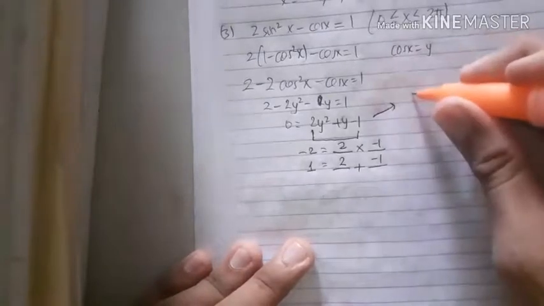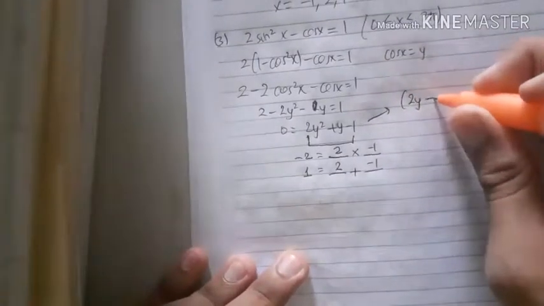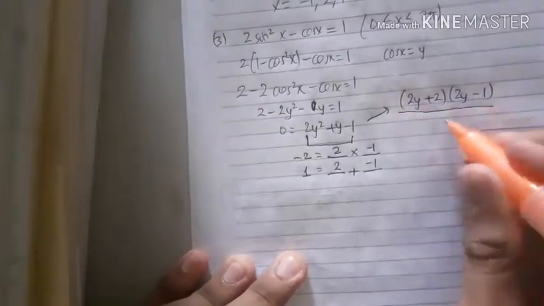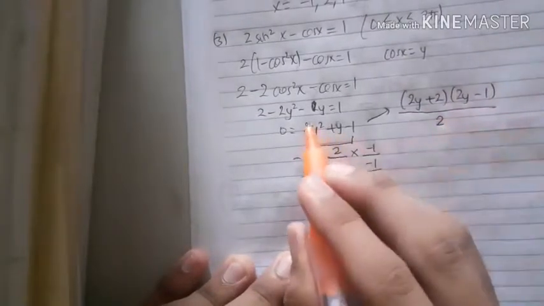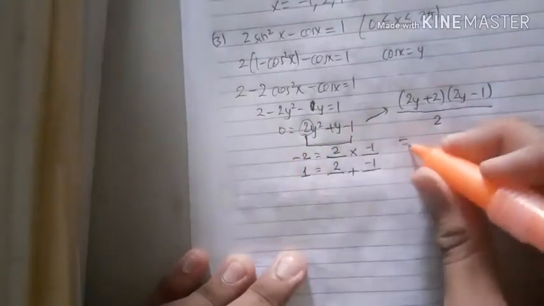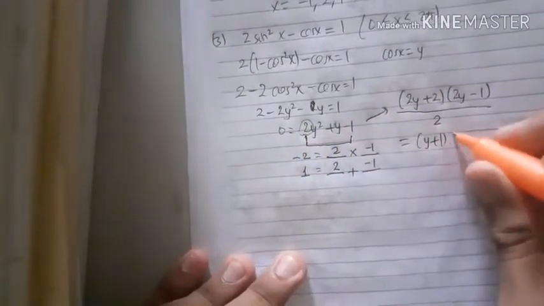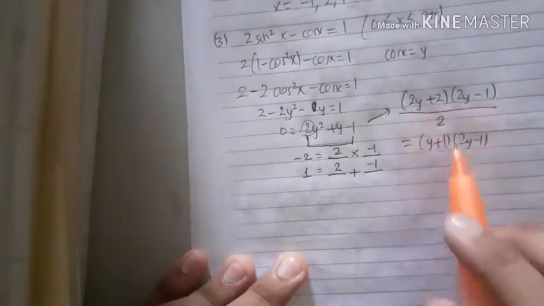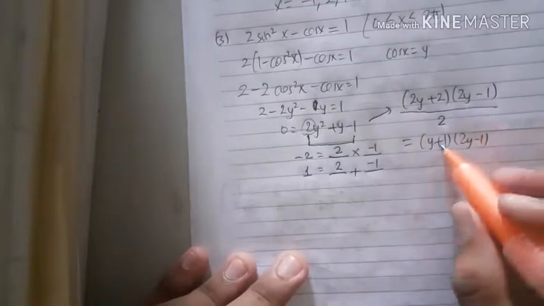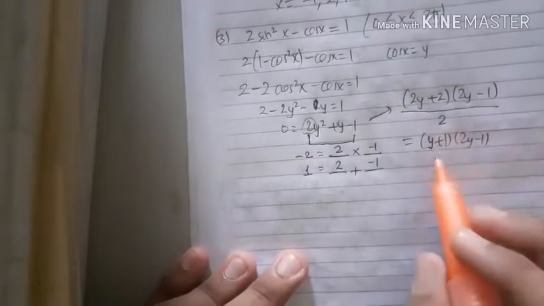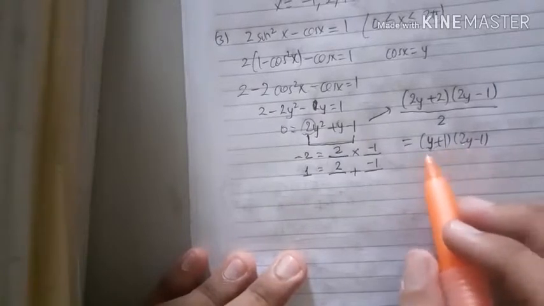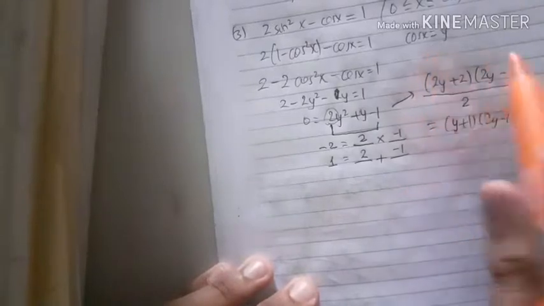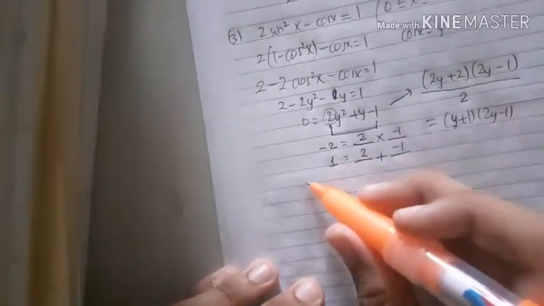Now you write it this way: (2y plus 2)(2y minus 1), but you divide it by 2, the coefficient of the squared variable. So that equals (y plus 1)(2y minus 1). You just divide by 2 using the factor that can be divided. And we got our factorization.